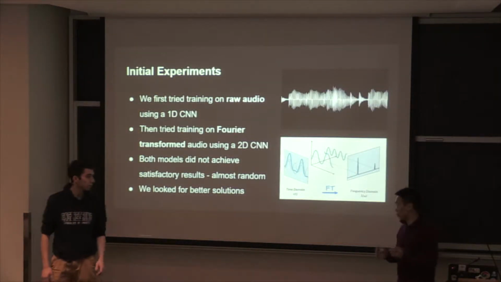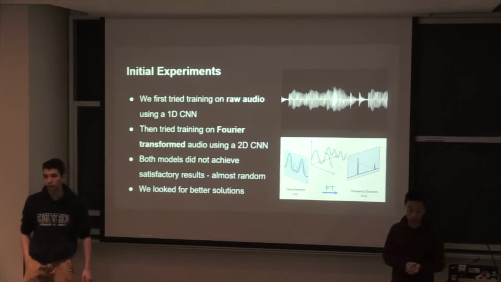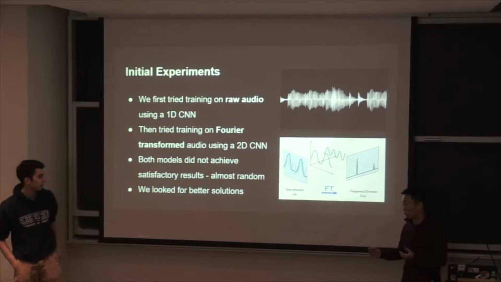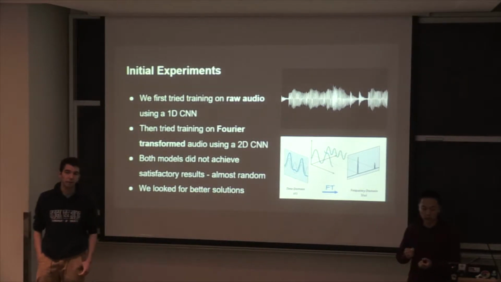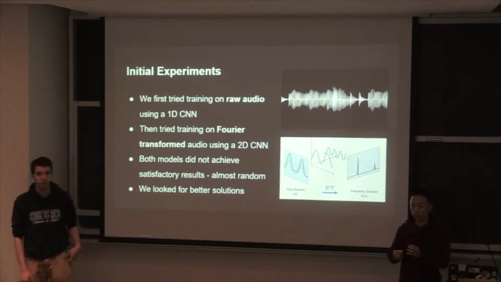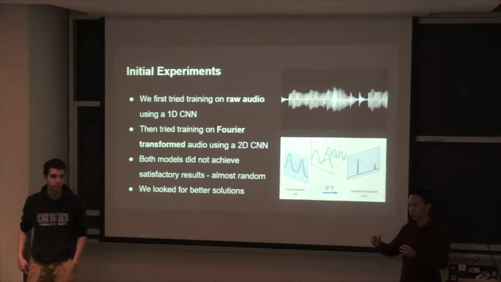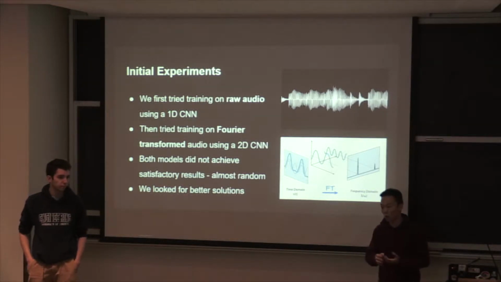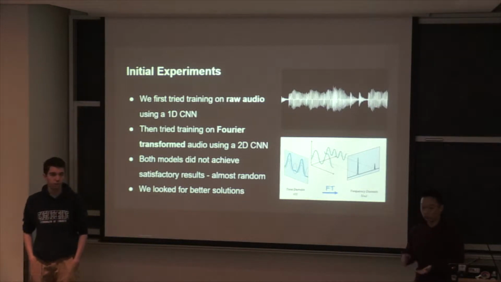So initially we did two different experiments to see whether or not these would work. We first tried training on raw audio using a 1D convolutional neural network, and that did not give us good results. Then we tried using a Fourier transform of the audio and trained a 2D convolutional neural network on it, treating each Fourier transform like an image. And obviously that gave us almost random results as opposed to something that's working. So we decided to look for better solutions online.